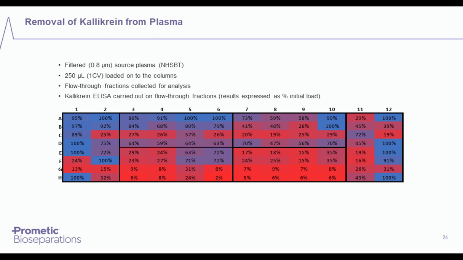Although several hits were observed which bound kallikrein, especially in zones 5, and that's denoted in a more red color, one ligand was identified, G1, highlighted in yellow, which bound 87% of the kallikrein present, but exhibited little to no binding of IgG.